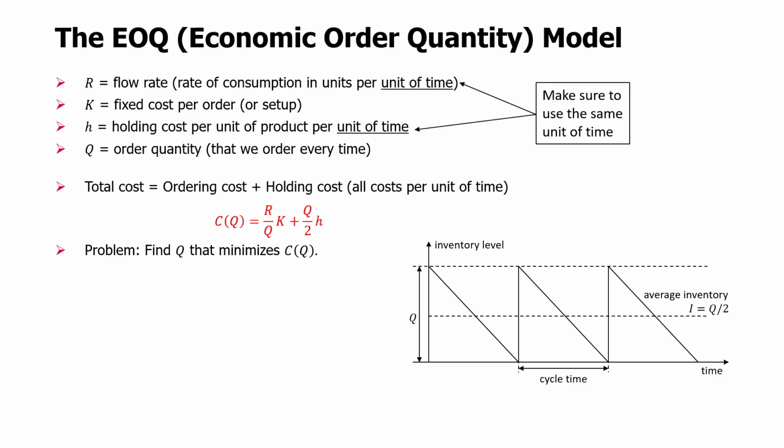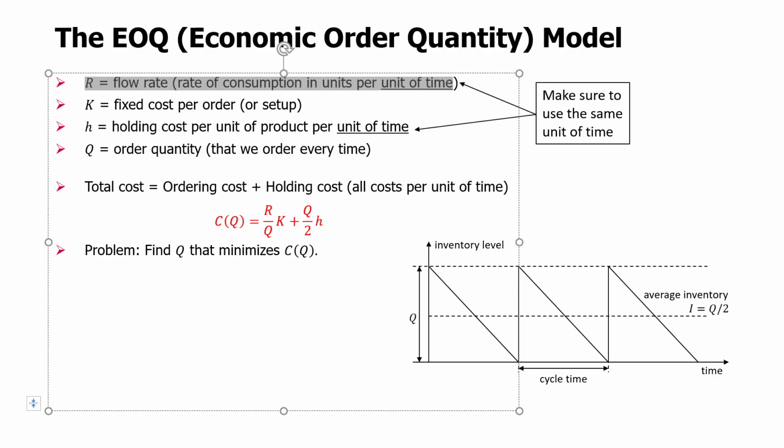Before we introduce the model, let us introduce some parameters. R is the flow rate at which we consume the product. You could think about it as a demand rate for this product. K is a fixed cost per order or per setup if this is like a production setting. H is holding cost, that is holding cost for one unit over a certain unit of time.